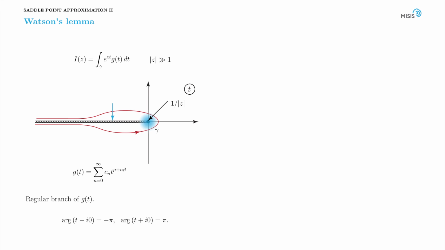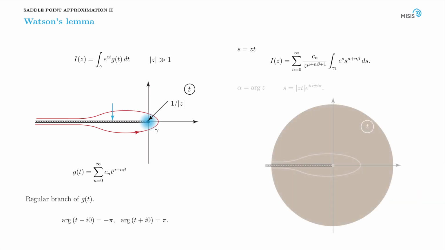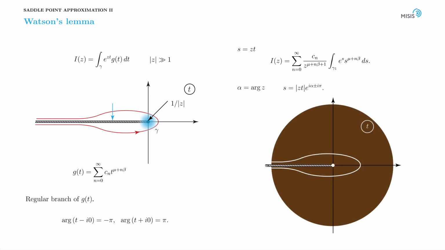Indeed, let us make a change s equals zt. Each term in the sum is very similar to a Hankel representation for a gamma function. There is one small subtlety though. After the change of variables, the contour, as well as the branch cut, is changed. Namely, they are rotated by angle alpha equals argument of z, counterclockwise.